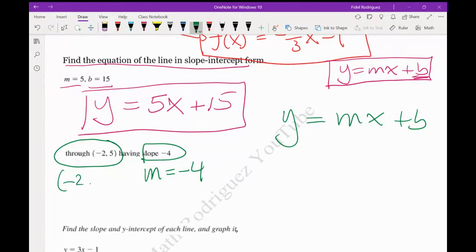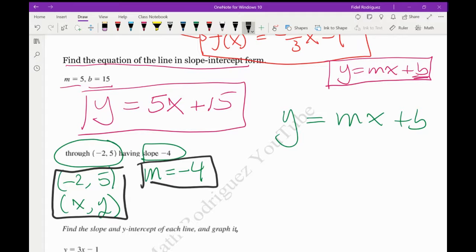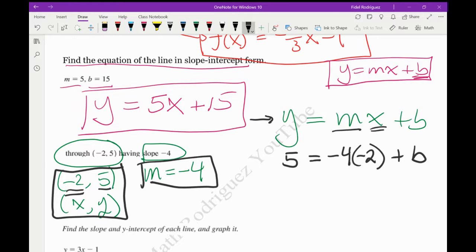So when I think of this point, -2 and 5, remember, every point has two coordinates. It has an x coordinate, and it has a y coordinate. So what I really want to do here is use this m, and use this point here. If you look at the first part of my equation, it says y, and I know in this case y is the number 5, so I'm going to put a 5 right here. And then the next thing is m, which we already knew was -4, and then we have an x, which in this case was -2, so the only letter that I don't know right now is the letter b.